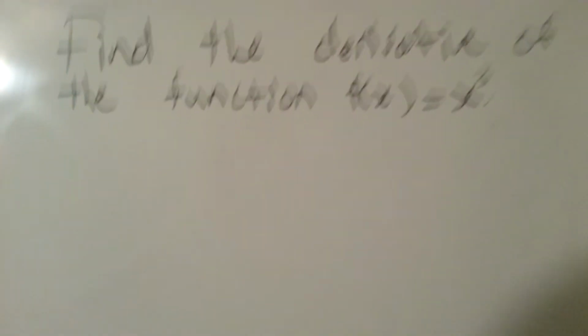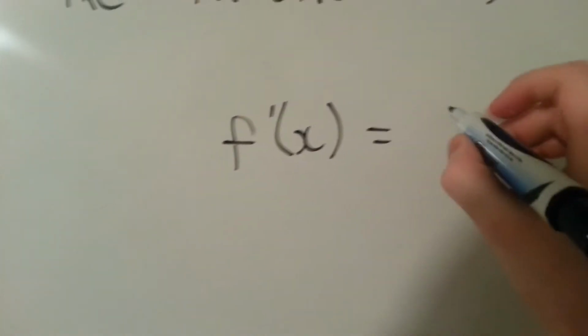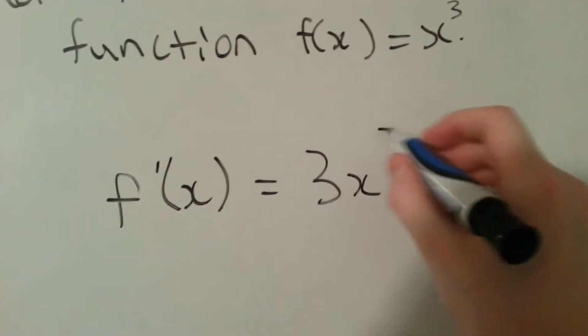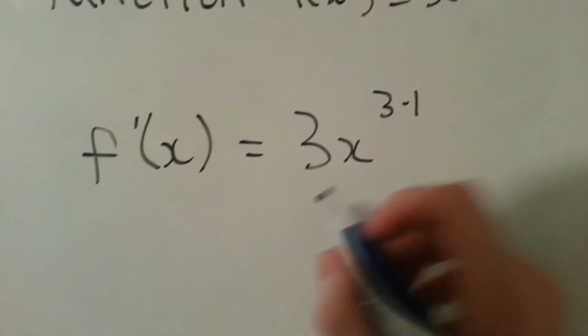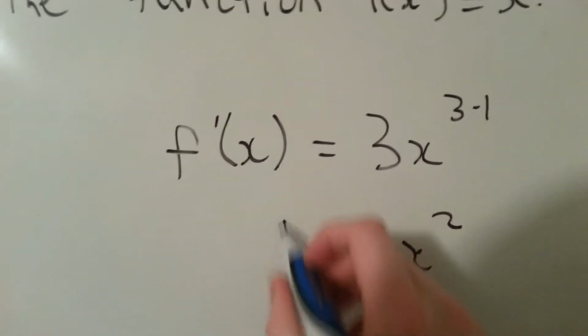Find the derivative of the function f of x equals x cubed. So bring down the value of the exponent, 3, to be the coefficient to the power. The exponent will then be 3 minus 1. So the derivative of f of x equals x cubed is 3 times x squared.